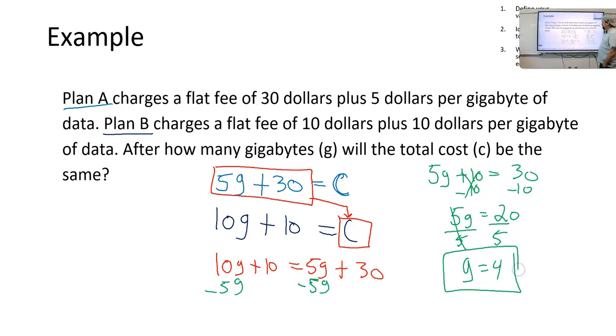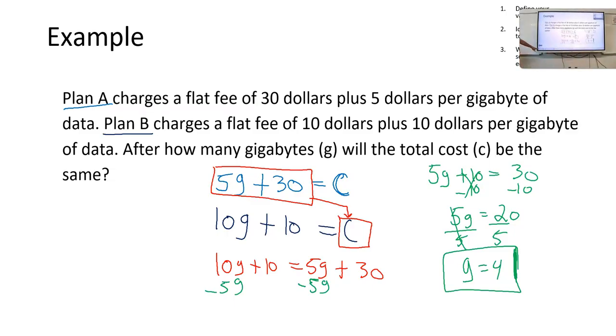Okay, so what that's telling me is after I've used 4 gigabytes on either plan, I'd be paying the same. So it doesn't matter if I would pick Plan A or Plan B if I was planning on just using 4 gigabytes, because it would be the same price in the end. Okay, now as you continue to use more and more gigabytes, obviously Plan B would probably get more and more expensive because it's $10 per gigabyte. But if you just plan on using 4 gigabytes, it doesn't matter which plan you choose because it would be the same after the 4 gigabytes.